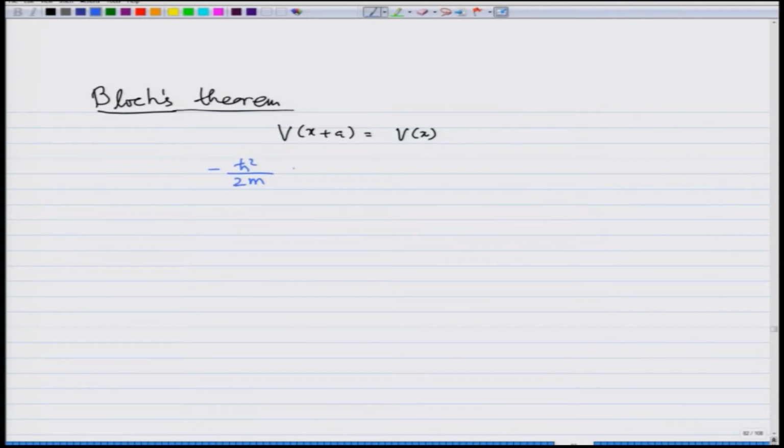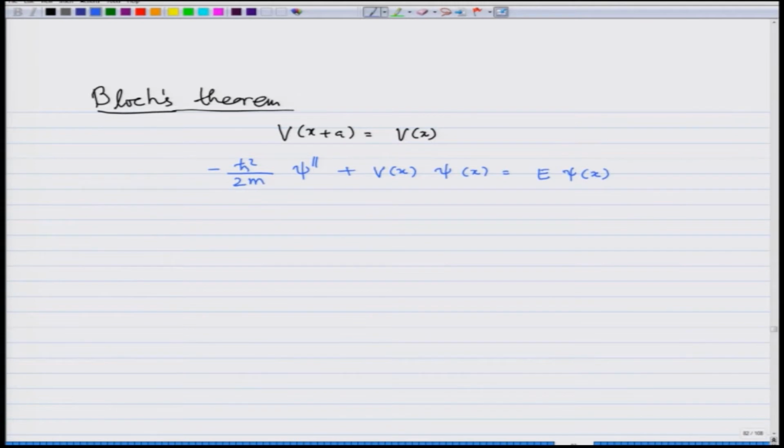So, I am going to now discuss something called Bloch's theorem, in which case V(x plus a) is the same as V(x). So, my Schrodinger equation is minus h cross square over 2m psi double prime plus V(x) psi(x) equals E psi(x).